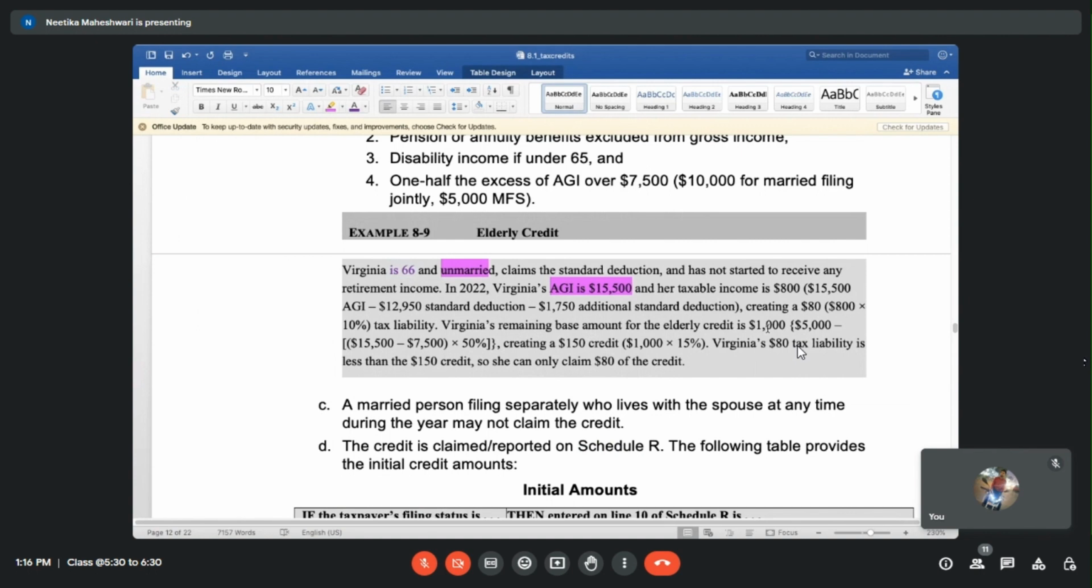Virginia's remaining base amount for the elderly credit is $1K, that is 5K minus 50% of 15,500 minus 7,500, creating a $150 credit, that is 15% of 1K. Virginia's $80 tax liability is less than the $150 credit, so she can only claim $80 of the credit.